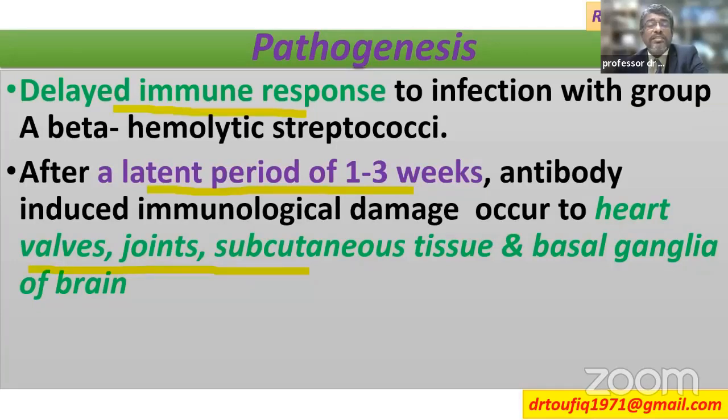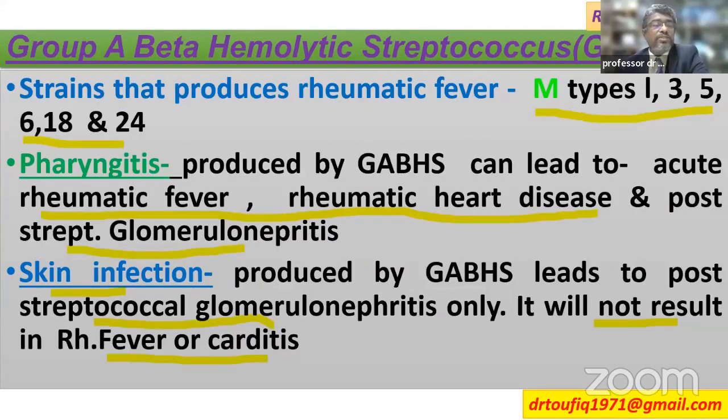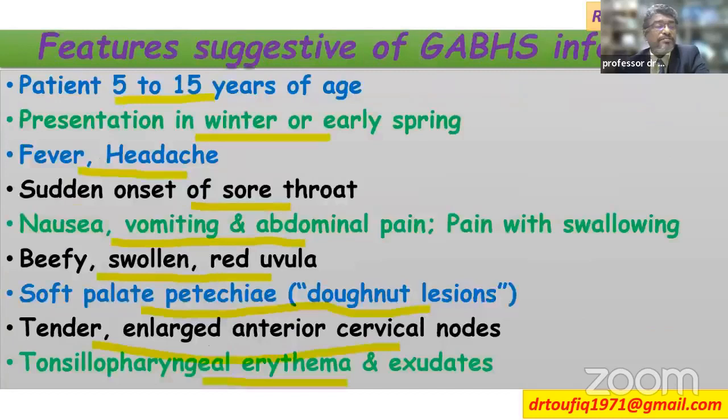Due to the cross reaction, there is inflammation, and this inflammation leads to damage of those particular tissues. The strains of beta hemolytic Streptococcus that produce rheumatic fever are usually M types 16, 11, and 24, and usually they cause pharyngitis. If there is a skin infection by group A Streptococcus, though infected by the beta hemolytic Streptococcus, it usually doesn't cause acute rheumatic fever. Rheumatic fever occurs only following the sore throat infection.